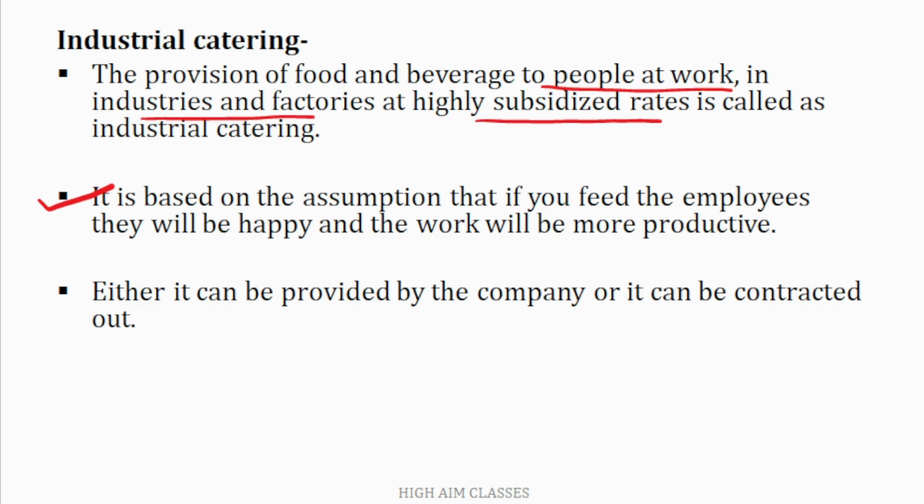Either it can be provided by the company or it can be contracted out. For the hotel industry, of course, we don't need to contract it out, because we are specialized in cooking, preparing and serving food. This is our area of expertise. But companies like IT companies and others need to contract it out. So they will give a contract to some other caterer for providing food, and every day they will provide food over there.